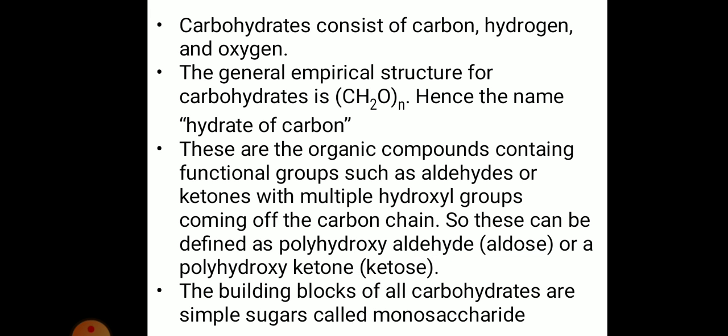Chemically, carbohydrates contain carbon, hydrogen and oxygen. The general empirical structure for carbohydrates is CH2O n. By viewing this formula, these can be called hydrates of carbon. The functional groups present in carbohydrates are aldehyde, ketones and many hydroxy groups. So they can be defined as polyhydroxy aldehydes and ketones. The building blocks of all carbohydrates are simple sugars called monosaccharides.